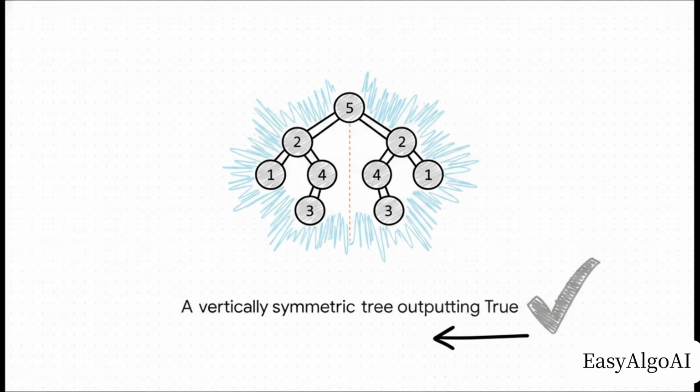And this brilliantly illustrates our ultimate goal. We want our algorithm to spit back true if the tree's left half perfectly mirrors its right half, right down that dotted center line. Just look at how the nodes with the value 2 mirror each other. Then, right below them, the outer nodes are both 1, while the inner nodes are both 4. That is exactly what vertical symmetry looks like in a data structure. It's almost like folding a piece of paper in half.